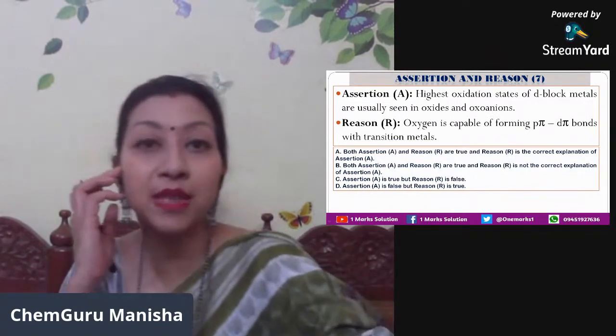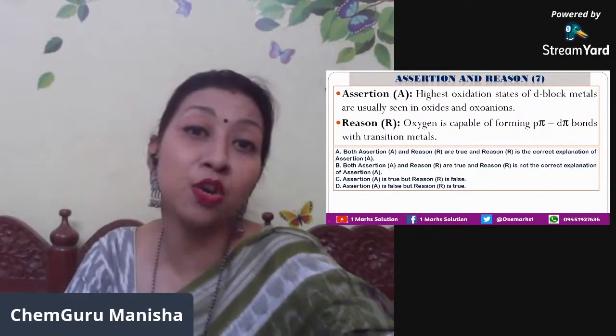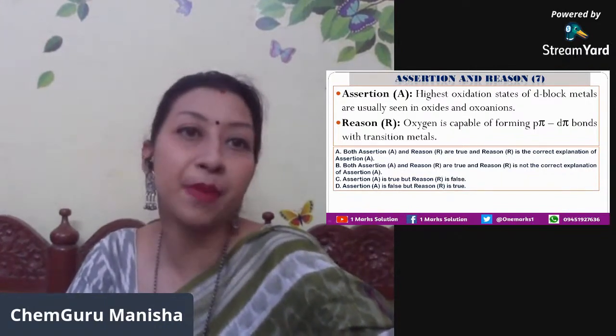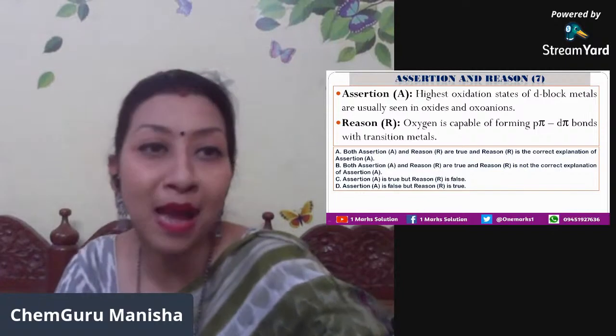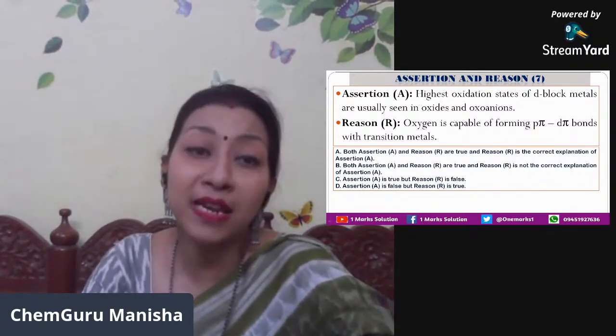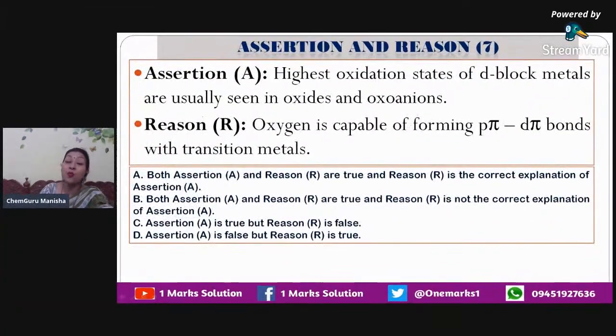Seventh statement that we have is highest oxidation states of D block elements are usually seen in oxides and oxoanions. So जब हम oxygen based compounds की बात करते हैं तो वहाँ पर हमें maximum oxidation state मिलती है. ये absolutely correct है. And why is it so? It says oxygen is capable of forming p pi d pi bonds with transition elements. That is also true because oxygen के पास है vacant p orbitals.